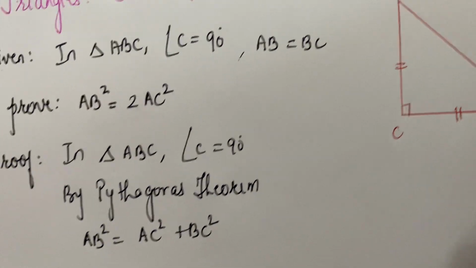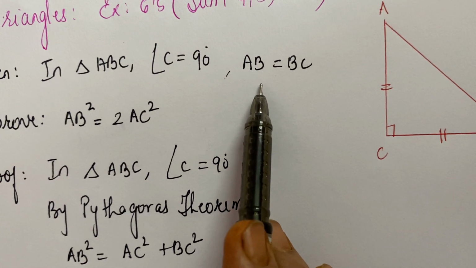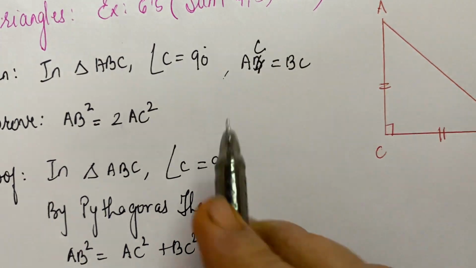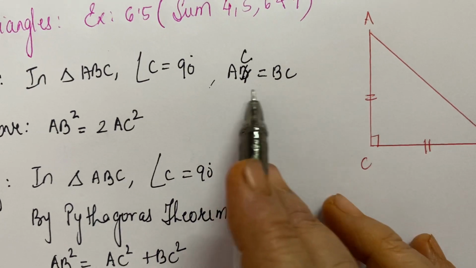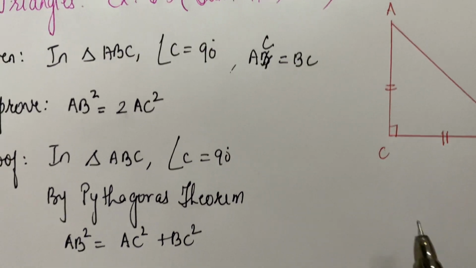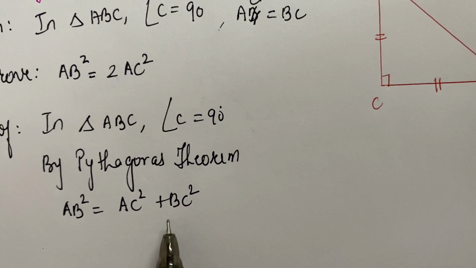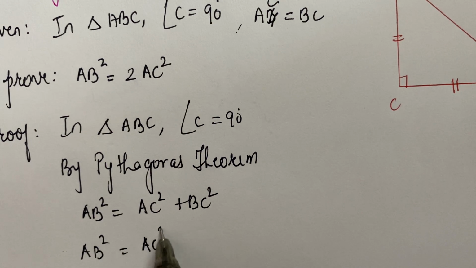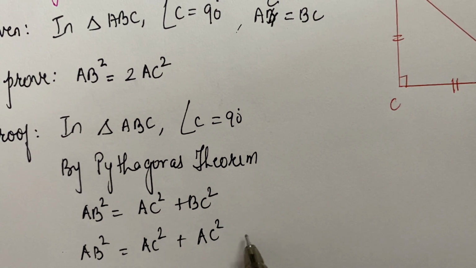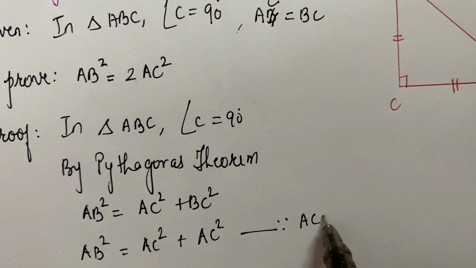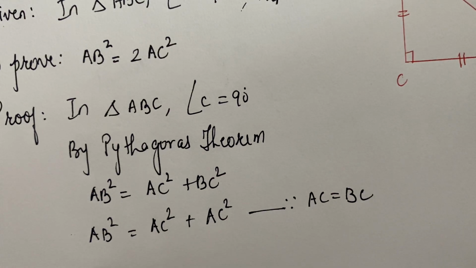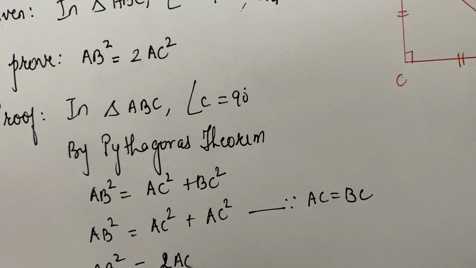Now we have been given that BC is equal to AC. AC is equal to BC, that is given to us. So in place of this BC, I will put AC. So AB square is AC square plus AC square. Reason you can write, since AC is equal to BC, this is given to us. So how many times AC we have? We have 2 times that. So you'll write twice AC square.